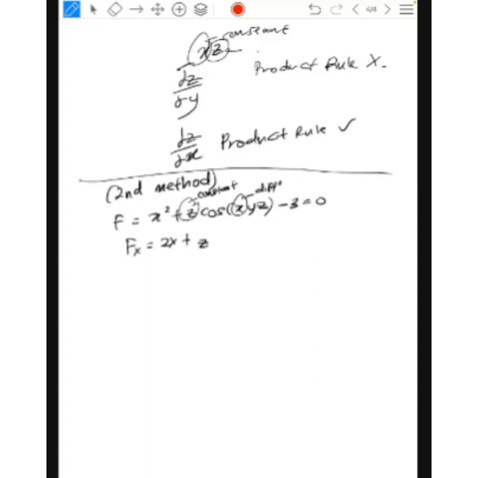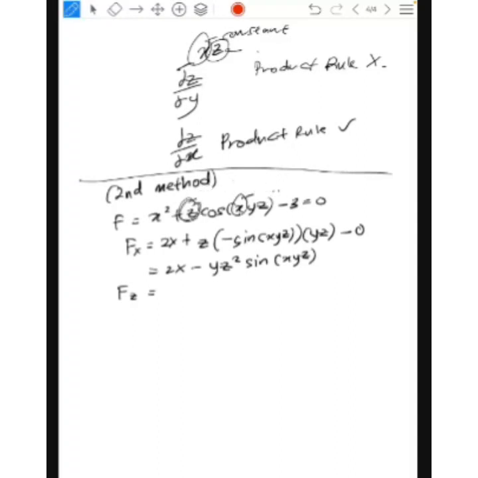Okay, and then x is here, but before you want to differentiate x, you have to differentiate cos. So cos will be negative sign. And then differentiate the x will be yz. Okay, because yz is constant. Minus, differentiate 3 will be 0. So I have 2x minus yz squared sine xyz. And then for the fz, the x is constant, so 2x will be 0 plus, okay, the fz also you have to use product rule. Why? Because you have z here and then another z here.